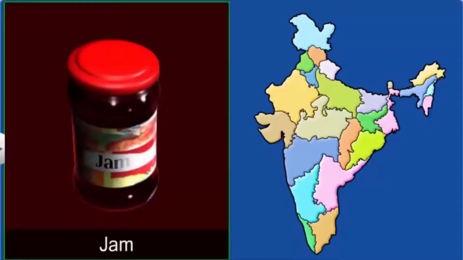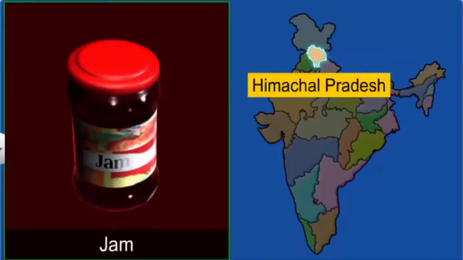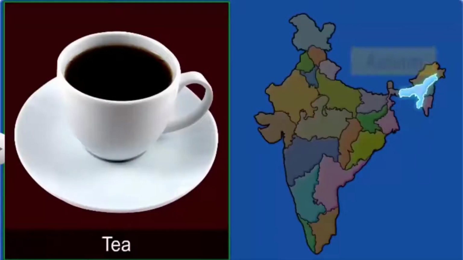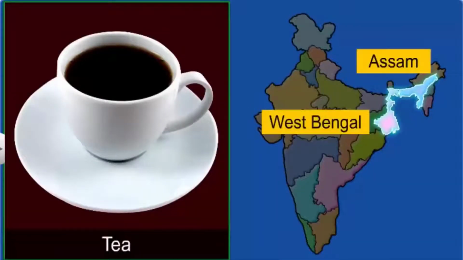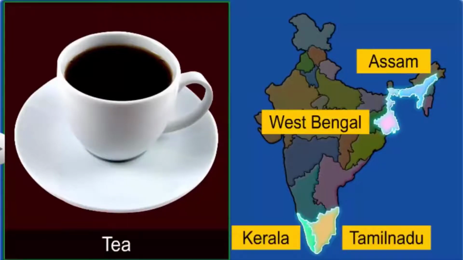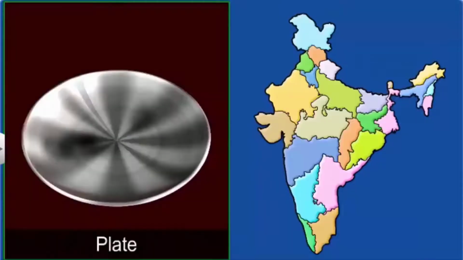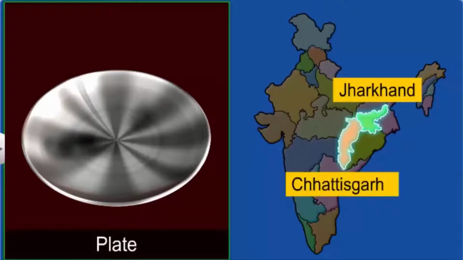The delicious jam and the fruits used to prepare it might have come from an orchard in Himachal Pradesh. The tea might have come from Assam, West Bengal, Kerala, or Tamil Nadu. Even the steel used to make your plate might have come from the iron ore mined in Jharkhand or Chhattisgarh.